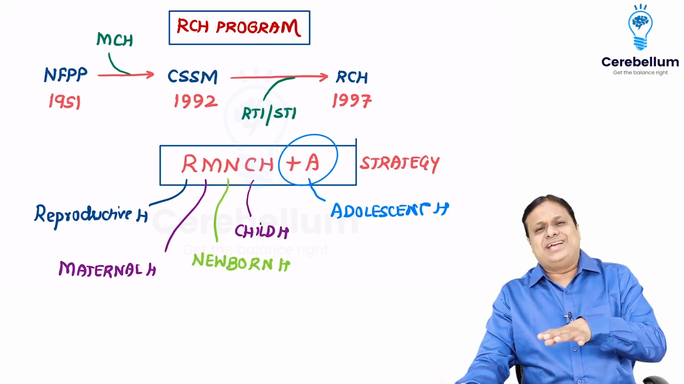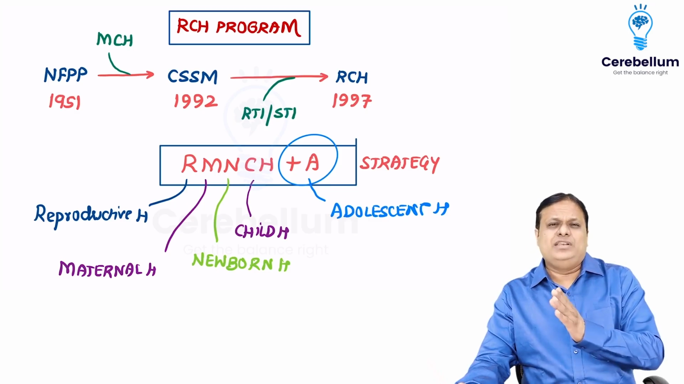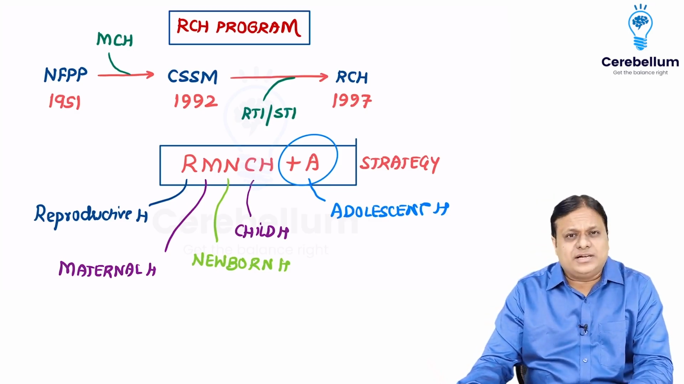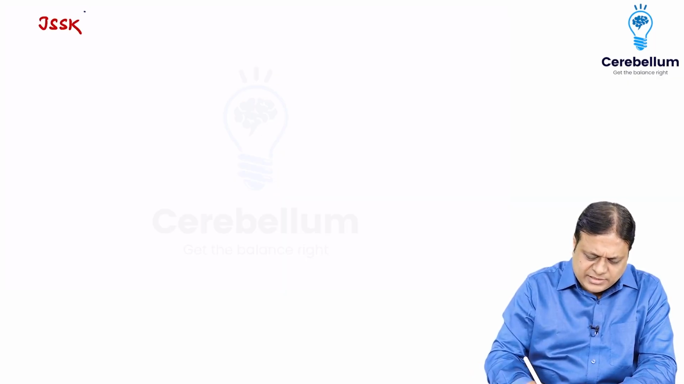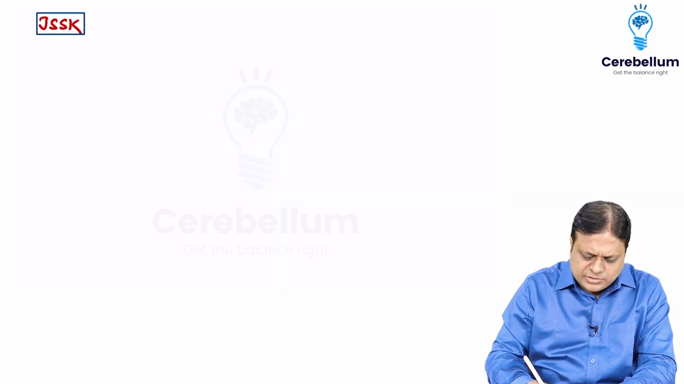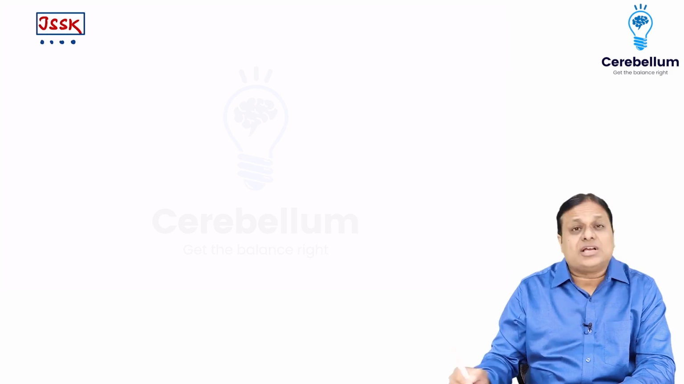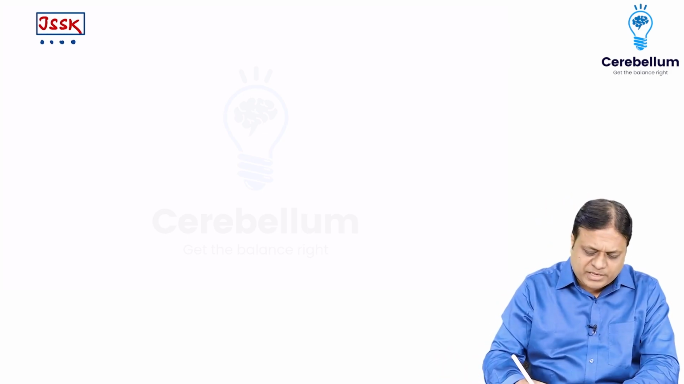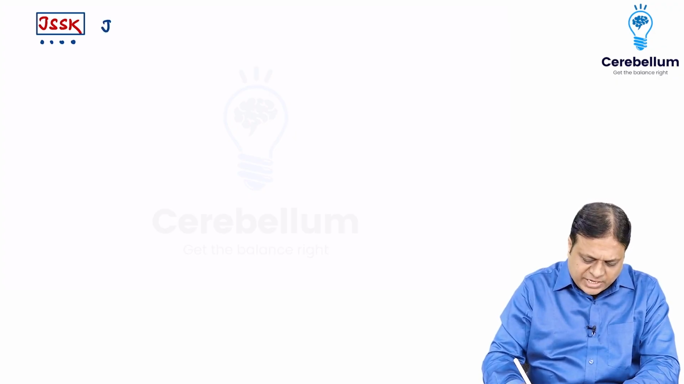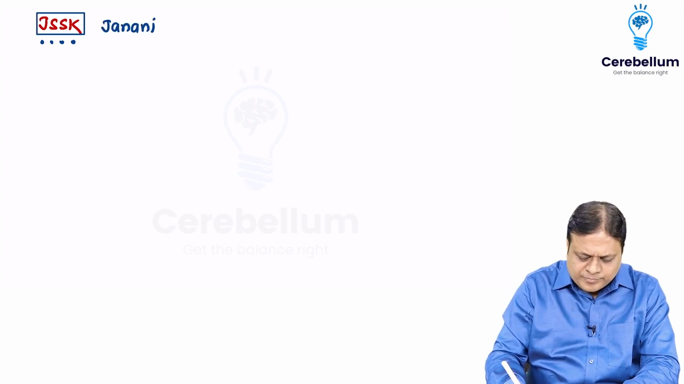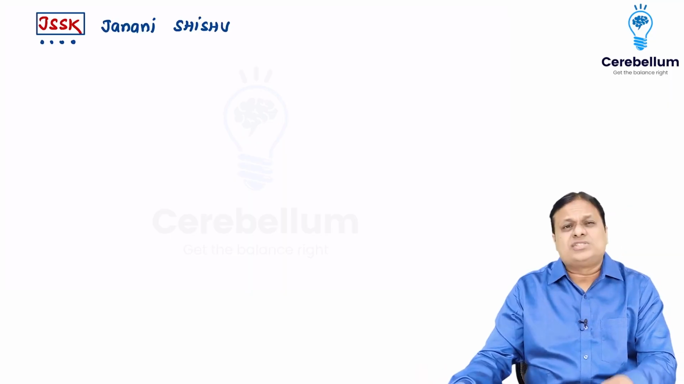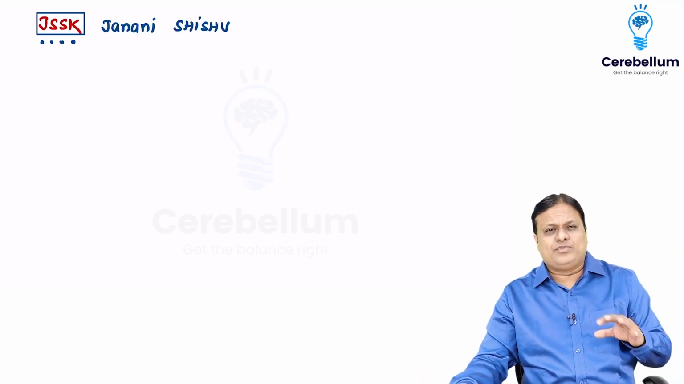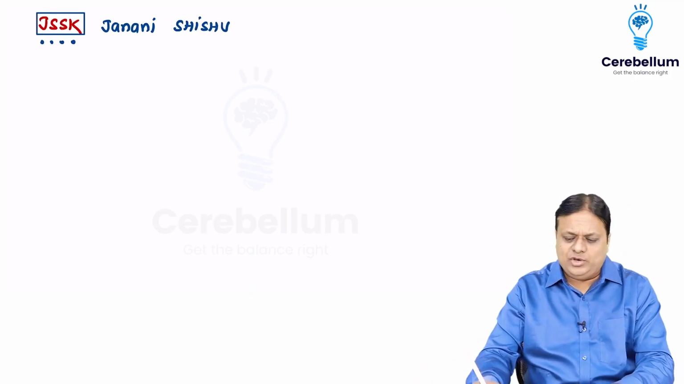Related to these strategies, several new sub-programs have been launched in the country. The major program is JSSK. What is JSSK? This is Janani Shishu Suraksha Karyakram. So, it has two target beneficiaries, Janani, that is mother, and Shishu, that is newborn. So, several components are there for these two targets, mother and newborn.